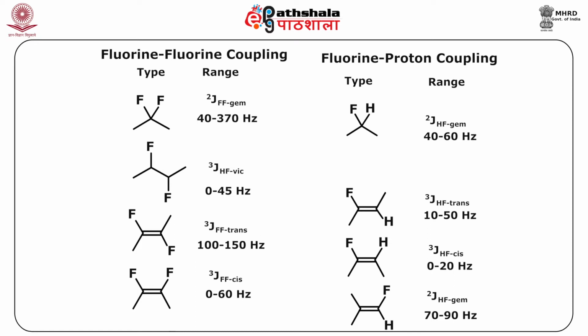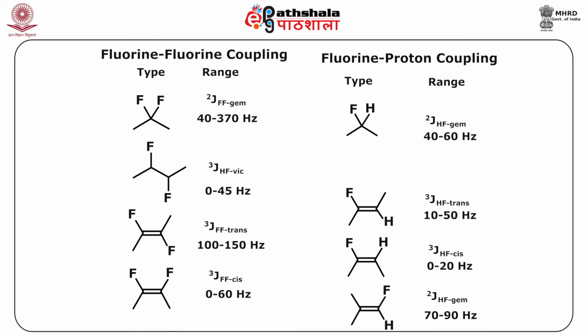Now, long range coupling over more than 5 bonds has a very low coupling constant value of 0 to 18 Hz. Now, let us come to coupling between hydrogen and fluorine, which is very strong. Coupling between hydrogen and fluorine nuclei is also very strong. Geminal coupling ranges from 40 to 60 Hz and vicinal coupling ranges from 1 to 30 Hz. The cis hydrogen fluorine coupling constants range from 0 to 20 Hz and the trans coupling constant value range is from 10 to 50 Hz.